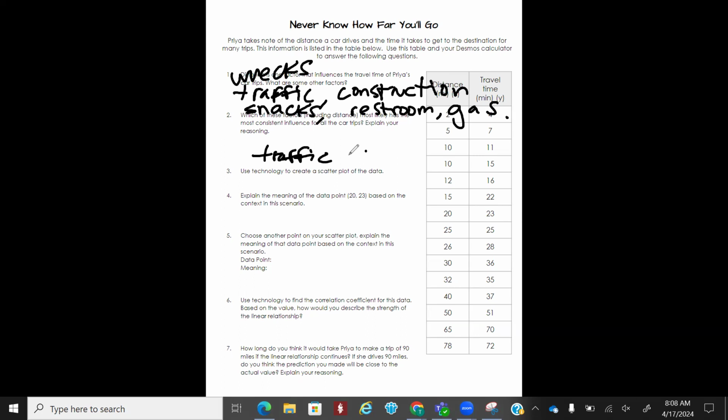Okay. Use technology to create that scatter plot and then explain the meaning of 20, 23. What does this mean? So if the distance is 20 meters, then it's going to take 23 minutes to get there.